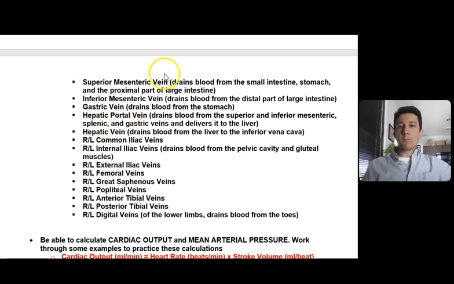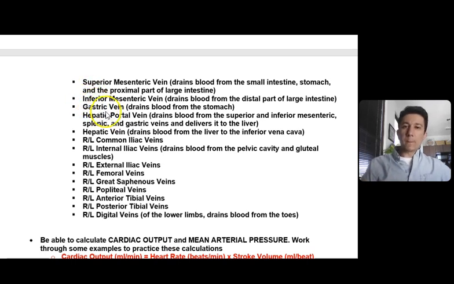Moving down into the abdomen, we have the superior mesenteric vein, which is a vein that is receiving blood from the small intestine, the stomach, and some of the parts of the large intestine. Similarly, we have the inferior mesenteric vein, which is a little bit lower in the abdomen. So the terms superior and inferior in these veins highlight their location in the abdomen. And the inferior mesenteric vein is going to drain blood from a small part of the large intestine, mostly the distal parts of the large intestine. So that's further away from the beginning of the large intestine.